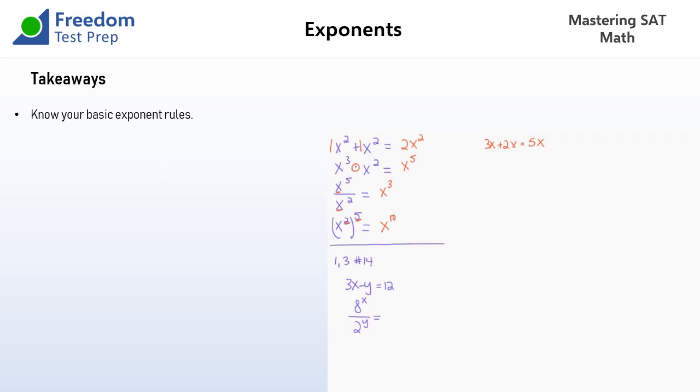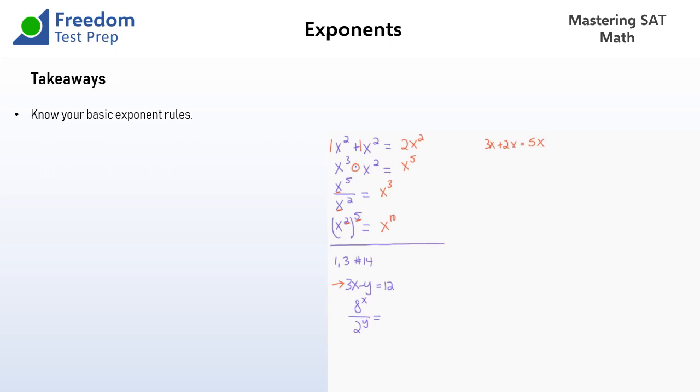Okay, so the first question I want to go through is on test 1, section 3, number 14. They give us this given information here, and then they want us to solve for 8 to the x divided by 2 to the y. There's nothing really that we can do with this expression here. This equation is just as it is. So I suggest we move on to this division here.